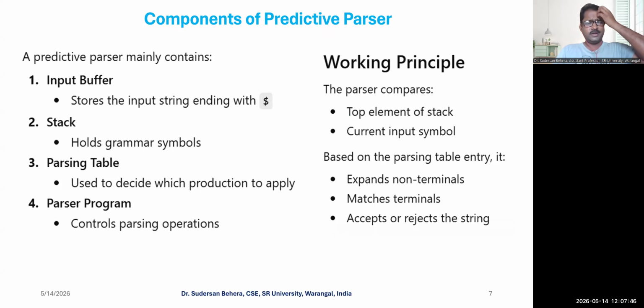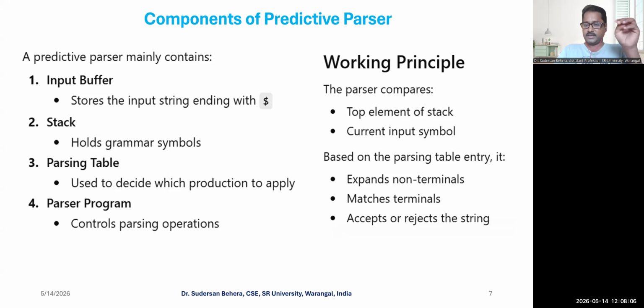An LL1 parser has a few components. It has four components, as we discussed previously for the recursive descent parser. It has the same type of components. One is the input buffer, in which the input is held, and the stack, which holds the grammar symbols.